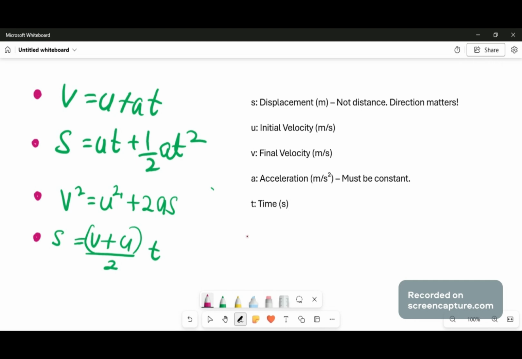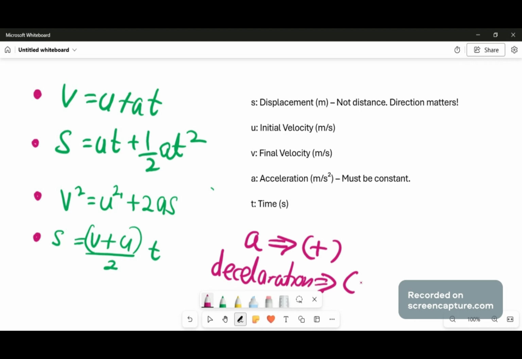If the object is truly accelerating, that means if the object increases its velocity with time, the value of acceleration should be applied as a positive value into these equations. And if the object is decelerating, that means if the velocity of the object reduces with time, so the value of acceleration should be applied as negative.